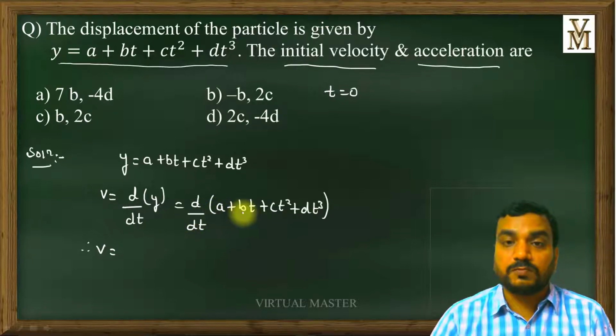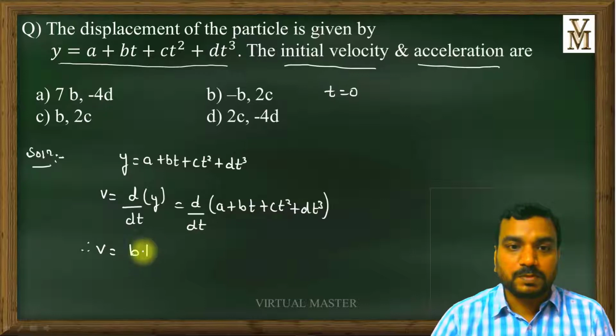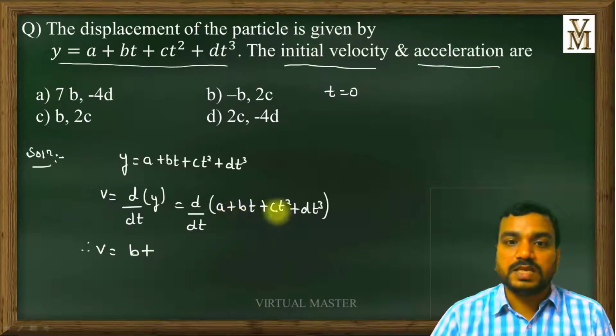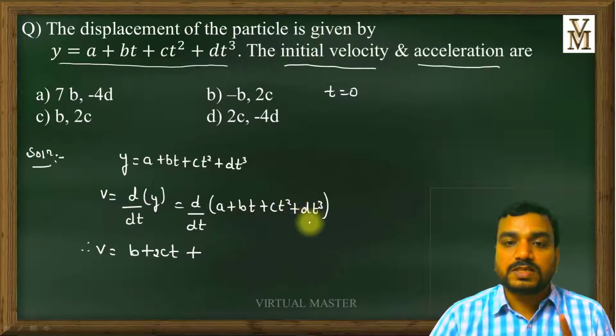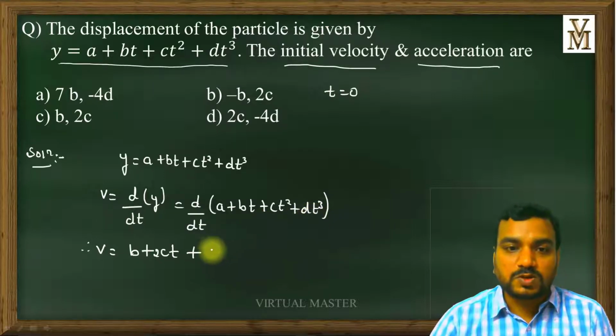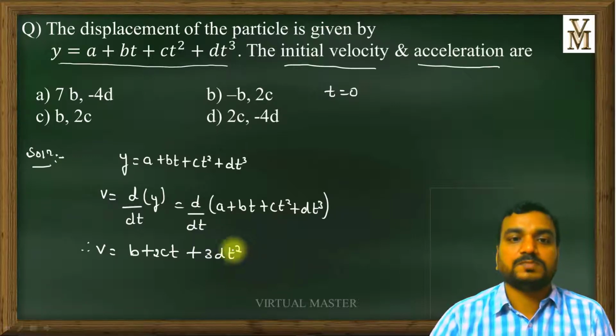Next, differentiation of b into t. Differentiation of t will be equals to 1. So what will be left here? Only b plus differentiation of ct square. Differentiation of t square will be equals to 2 into t. So I can write it as 2ct plus, now differentiation of dt cube. D is a constant and differentiation of t cube is 3t square. So I can write it as 3 into d into t square.